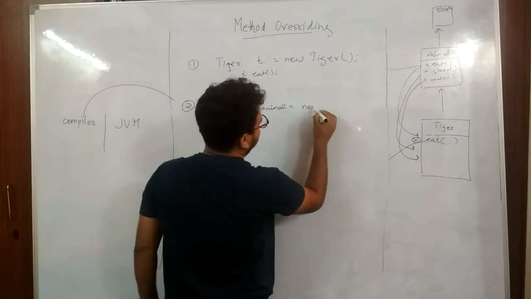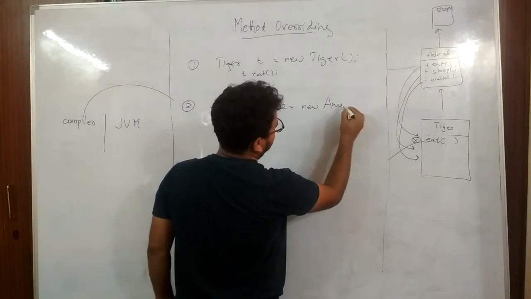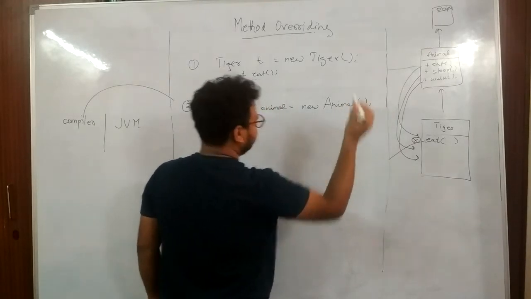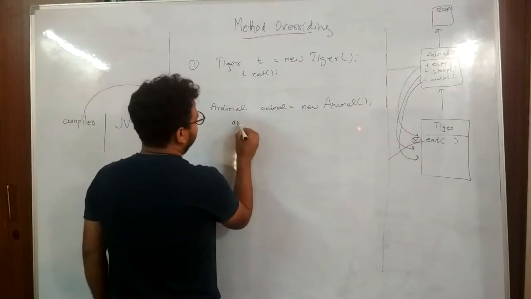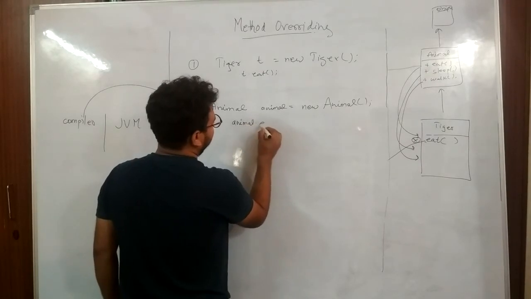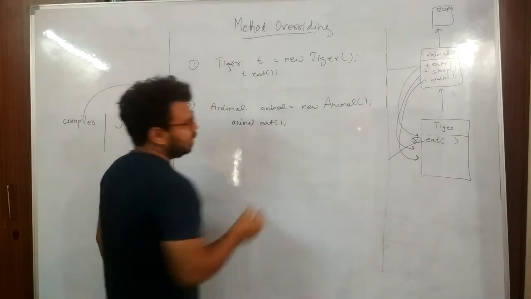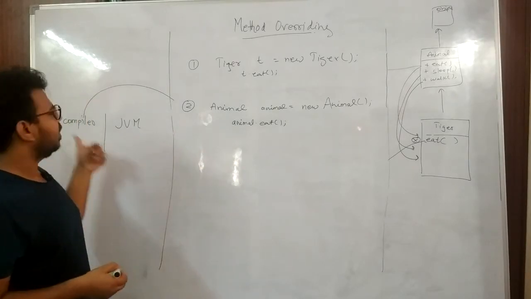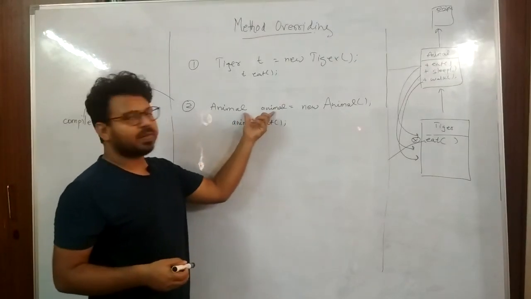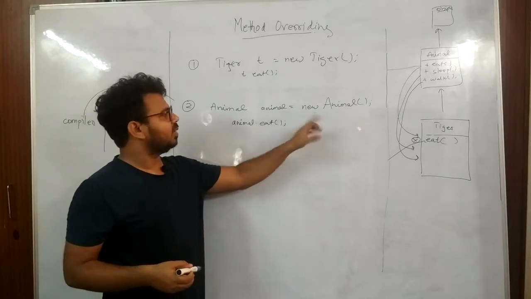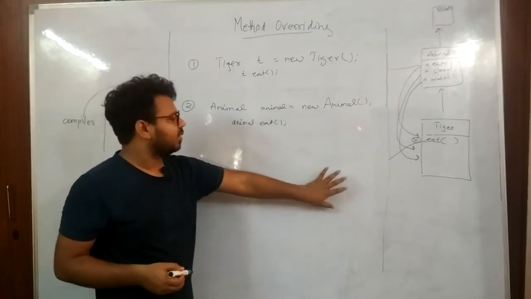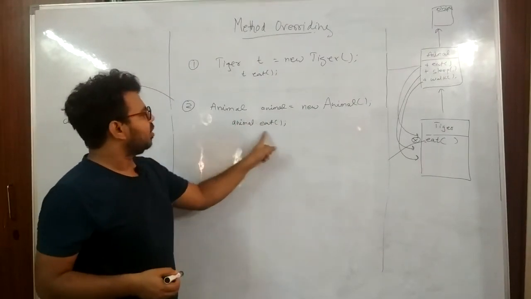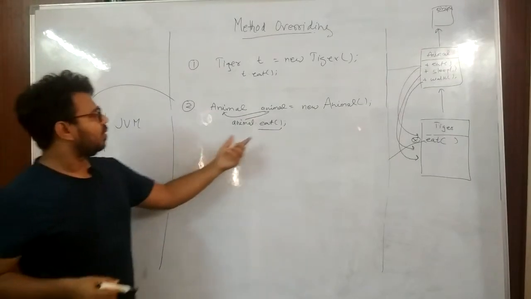The second scenario is when we write Animal animal is equal to new Animal, and then I call animal.eat. Then what will happen here? The same concept. First of all, what will the compiler do? The compiler will check. A new Animal object is created in the heap here, and animal.eat is being called.